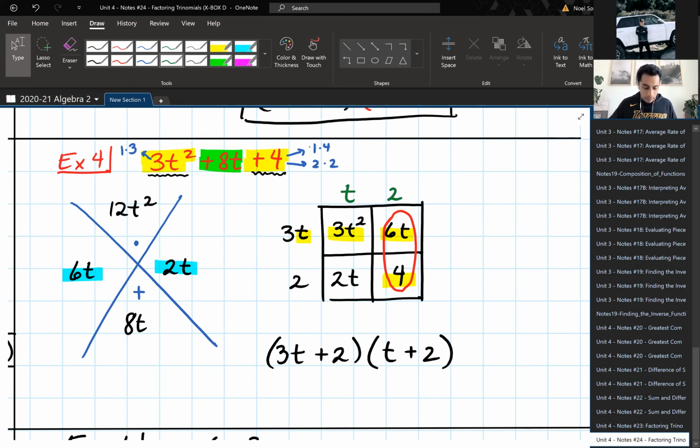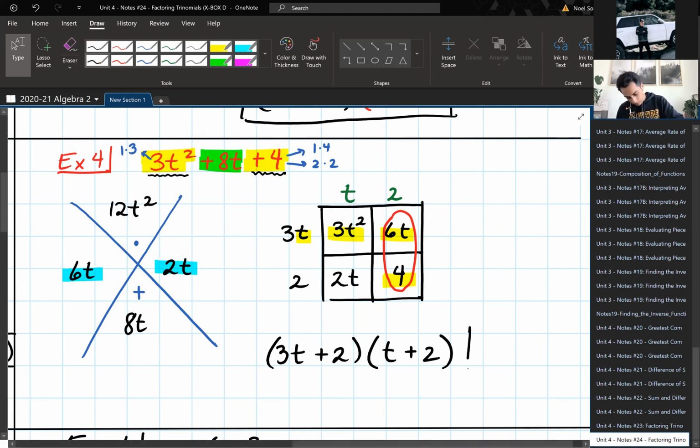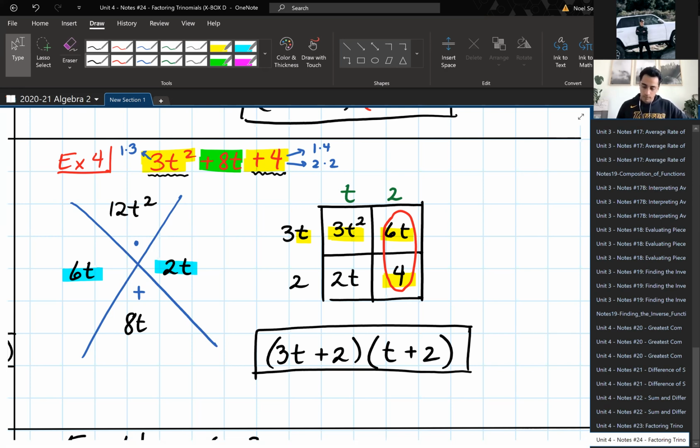Any questions on example 4? So our factored form or equivalent form would be right here. No questions? All right, let's move on.